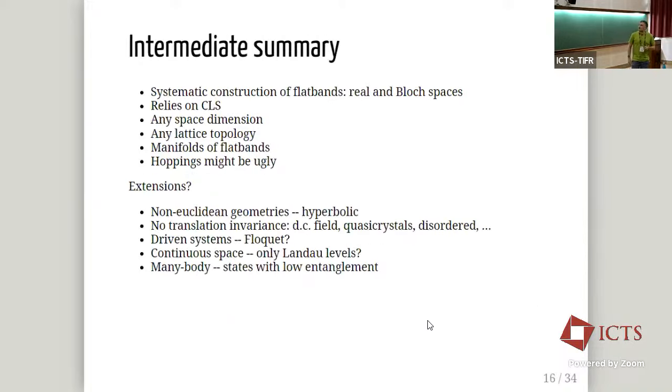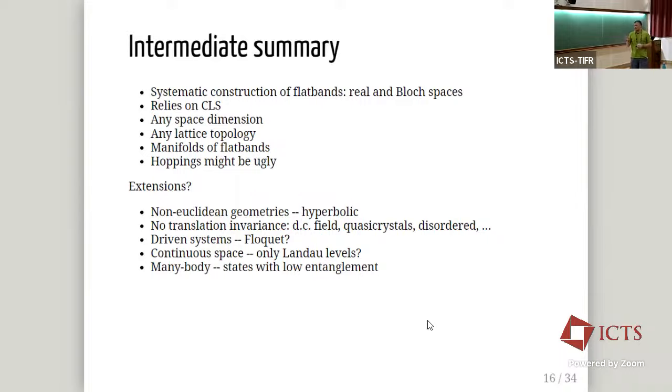So let me make an intermediate summary. I hopefully demonstrated a systematic construction of flat bands in real and Bloch spaces. It relies on the compact localized states, which are a fundamental building block, and applies to any space dimension and lattice topology. And we find that flatband Hamiltonians, despite being fine-tuned, are not isolated points in the Hamiltonian space, but are part of manifolds. So you have perturbations that preserve the flatness, although the hoppings might be ugly.